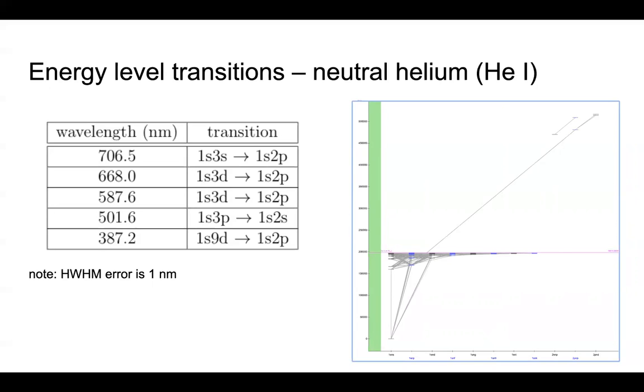So for approximately our experimental wavelengths, we find, for example, if a photon of 706.5 nanometers is emitted, we know that that's the 1s, 3s state, an electron in that state transitioning to the 1s, 2p state. And that was done looking at the Grotrian diagram that you can generate in the NIST database.